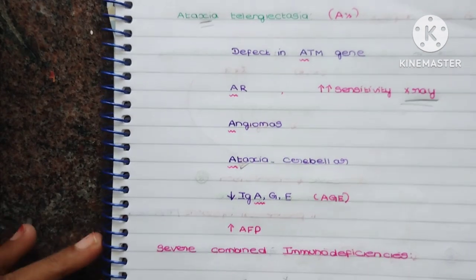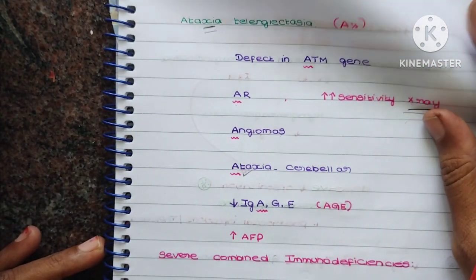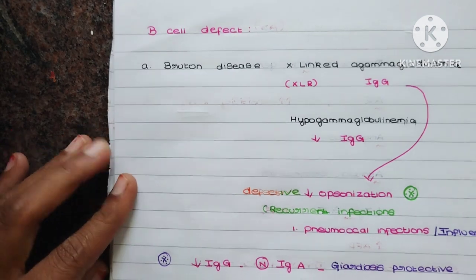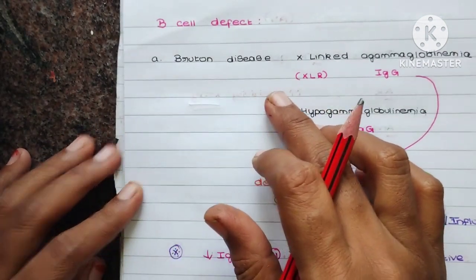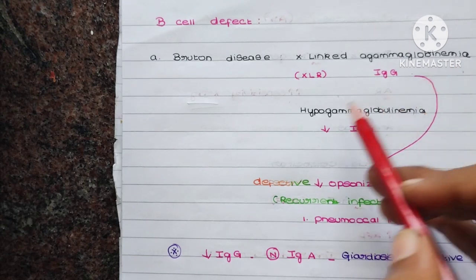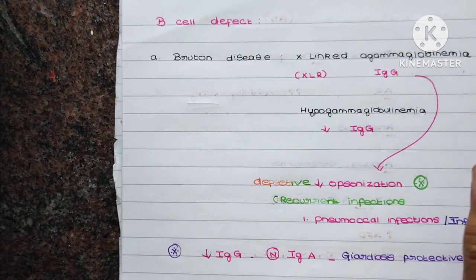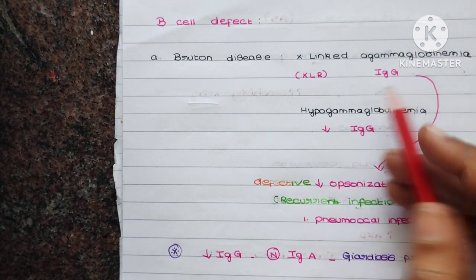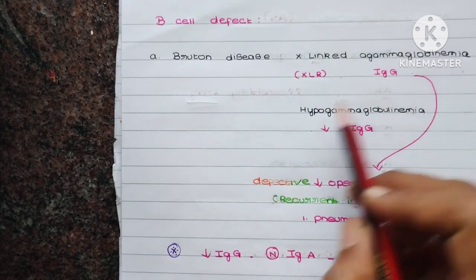I think it's easy, no? Ataxia, it is a B-cell defect. Okay, so under that, first it is Bruton disease. It is called Bruton disease or X-linked agammaglobulinemia or hypogammaglobulinemia. As a name, first it is X-linked agammaglobulinemia or hypo.